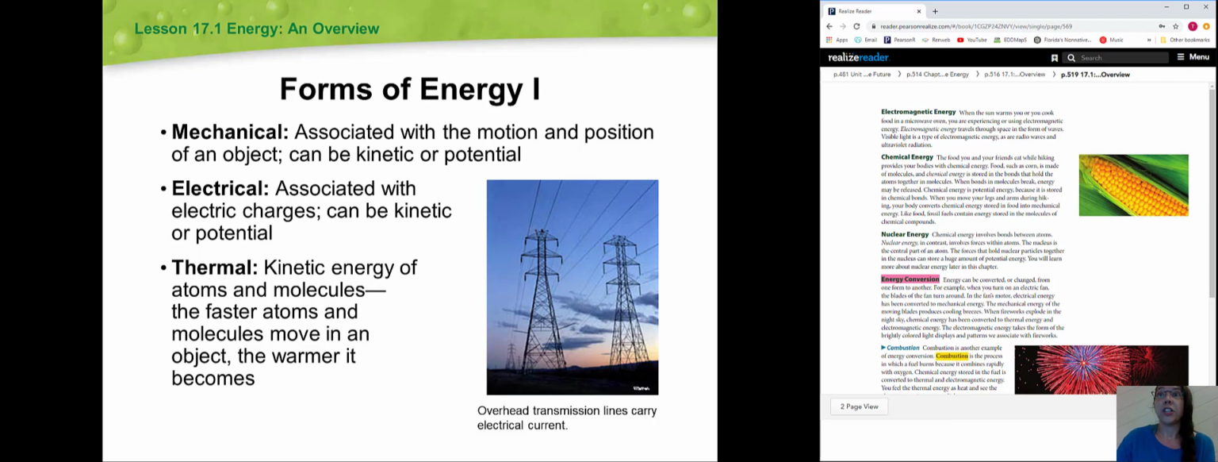Last, we have nuclear energy. Chemical energy involves bonds between atoms. Nuclear energy, in contrast, involves forces within atoms. The nucleus is the central part of an atom. The forces that hold nuclear particles together in the nucleus can store a huge amount of potential energy. You will learn more about nuclear energy later in this chapter.